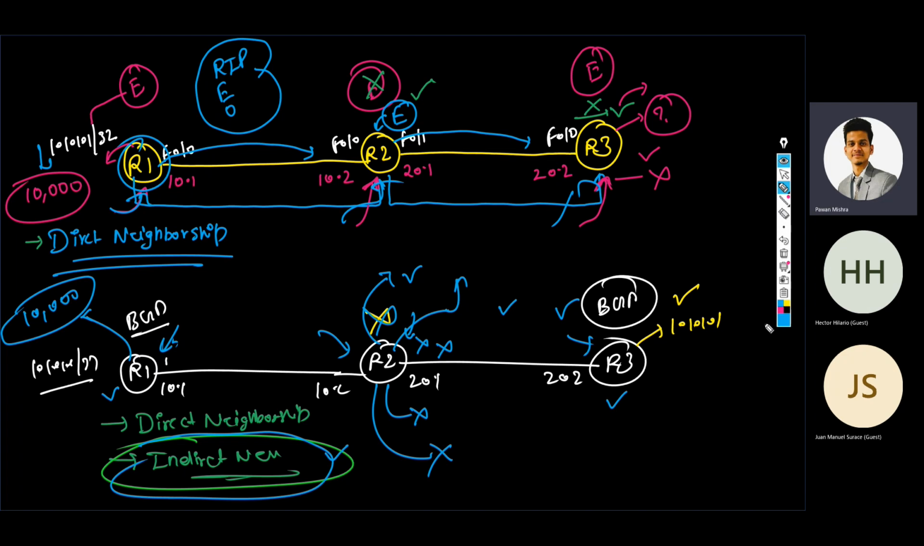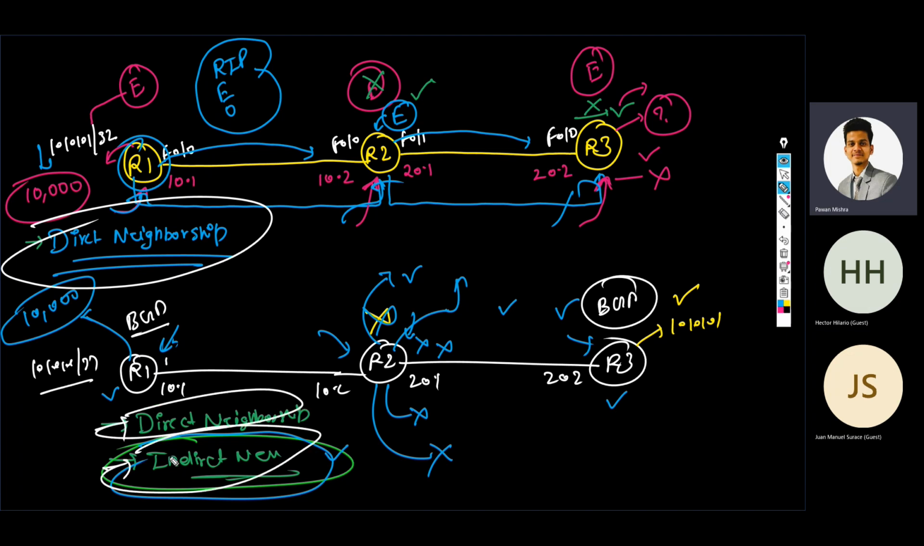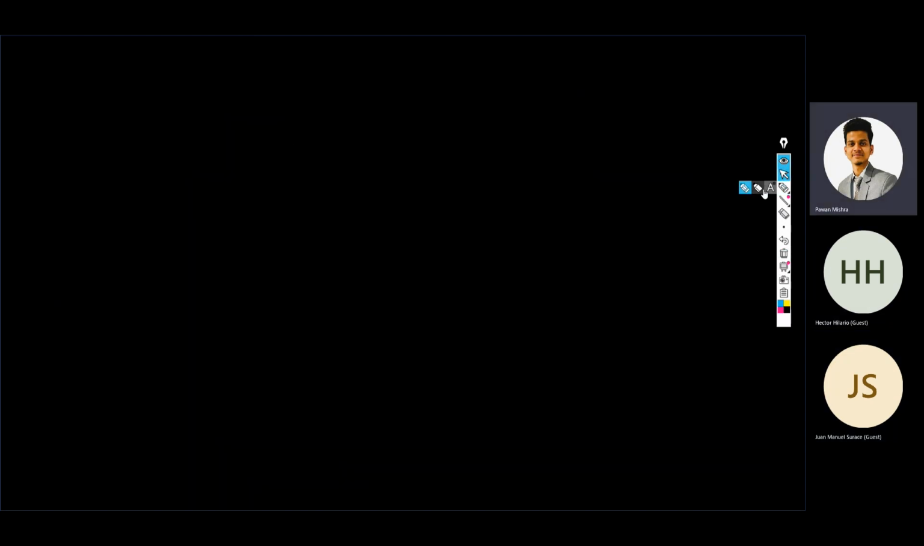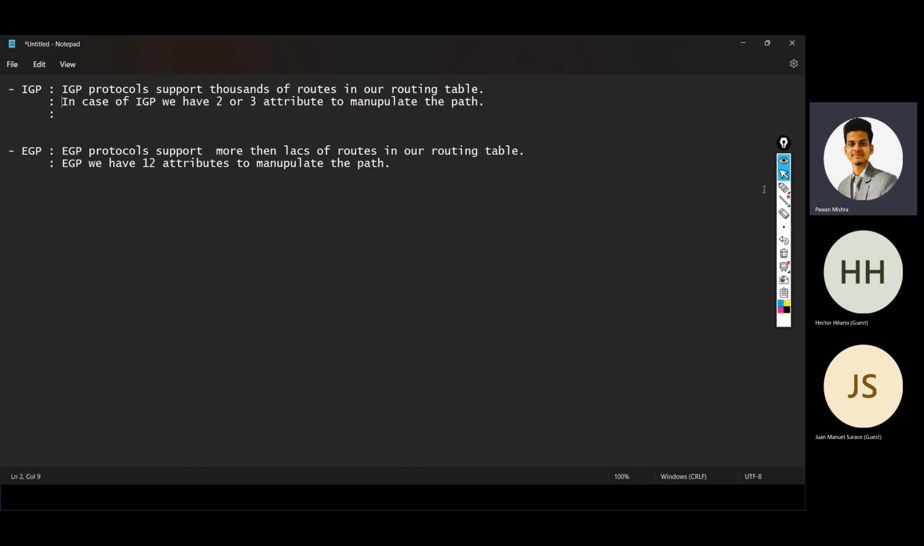So it means, as I explained, in case of IGP protocols like RIP, IGRP, OSPF, these protocols support direct neighborship. And if I talk about the BGP protocol, it supports both direct and indirect neighborship. Clear? Okay. So these are the benefits, right? We can say IGP will support direct neighborship only. Done?